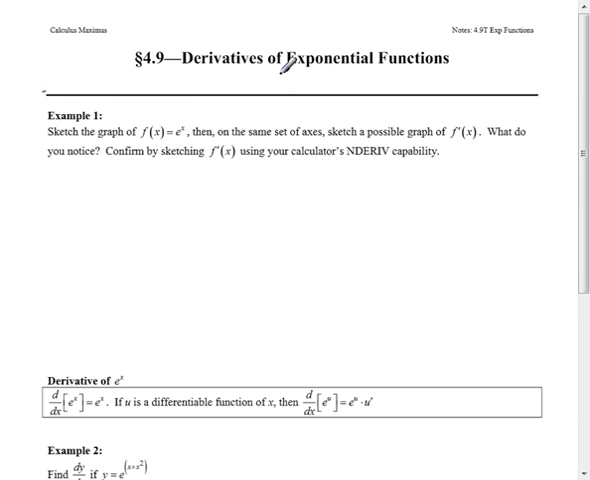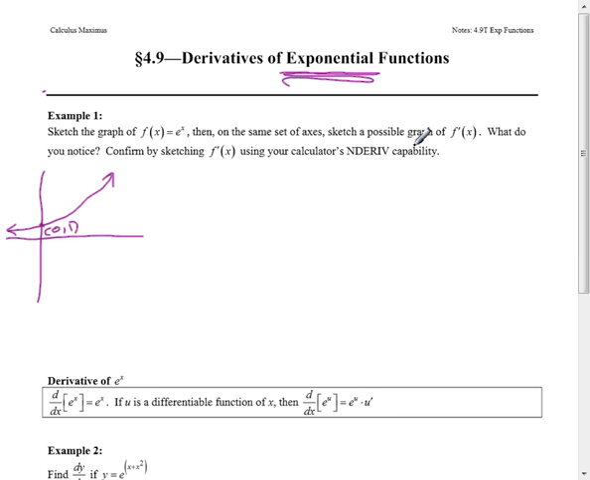4.9, on to derivatives of exponential functions. Alright, so example 1, we want to sketch a graph of y equals e to the x. So it looks something like this. And of course we know that this point is (0, 1), because e to the 0 is going to be 1. Actually, anything to the 0 power is 1.